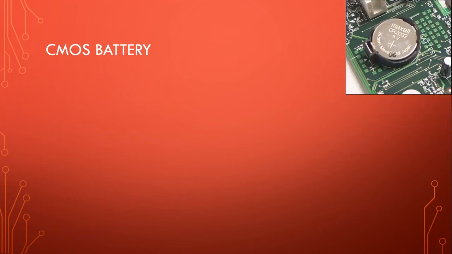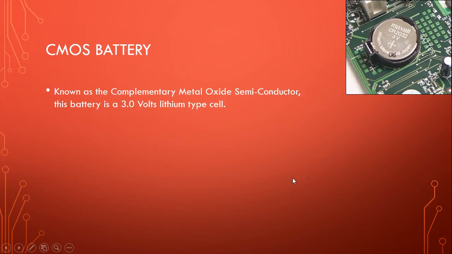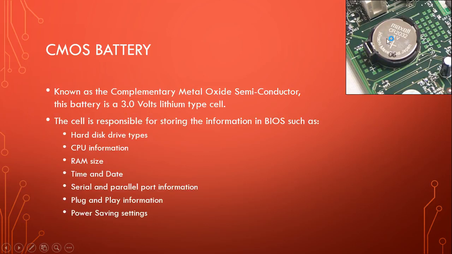All right, your CMOS battery, very important. This little guy right here, don't remove him. Known as the complementary metal oxide semiconductor, this battery is a 3.0 volt lithium type cell. So it's not your regular alkaline battery, that's a lithium battery. Now the cell is responsible for storing information in BIOS, such as your hard disk drive types, your CPU information, the RAM size, date and time, serial and parallel port information, plug and play information, and power saving information. So this little guy actually does quite a bit.